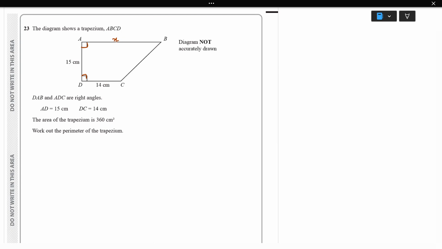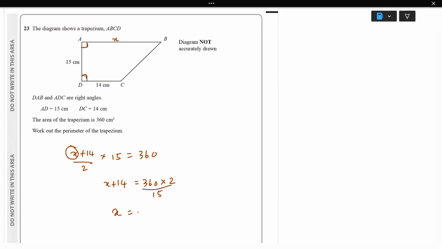I'll take AB as x. So x plus this 14 is the parallel sides, so (x plus 14) over 2 times the height. Height is going to be 15 here. AD is the height. So this equals 360. So I need to make x the subject. So x plus 14 equals 360 times 2 divided by 15, because when the 2 goes to the right side it becomes multiplication, and the 15 comes to this side, it becomes division.